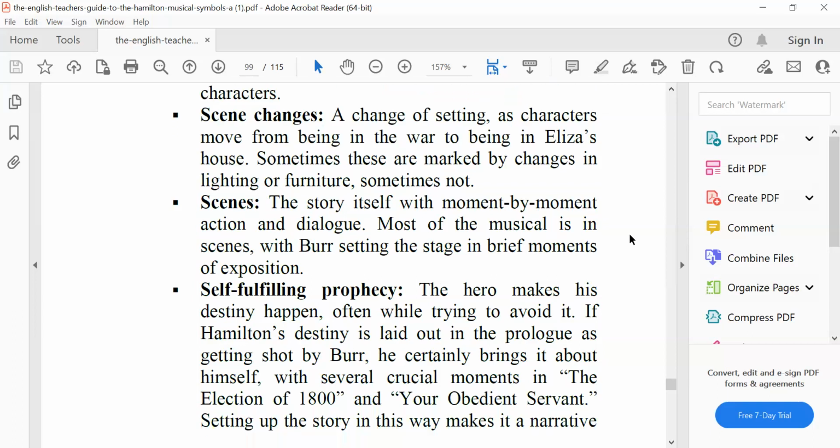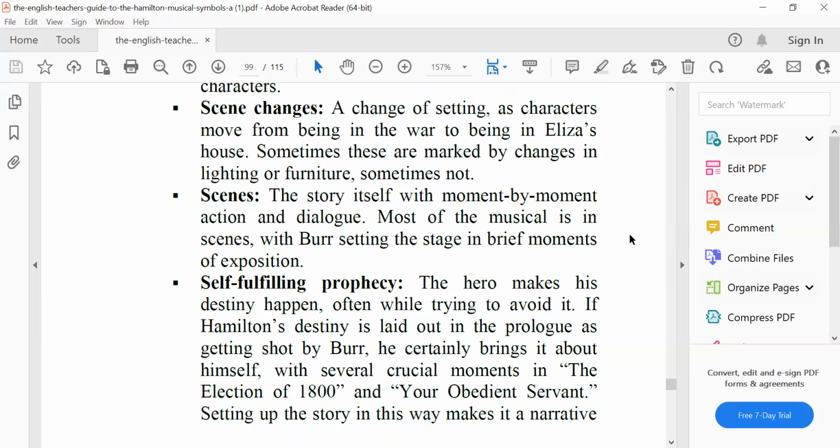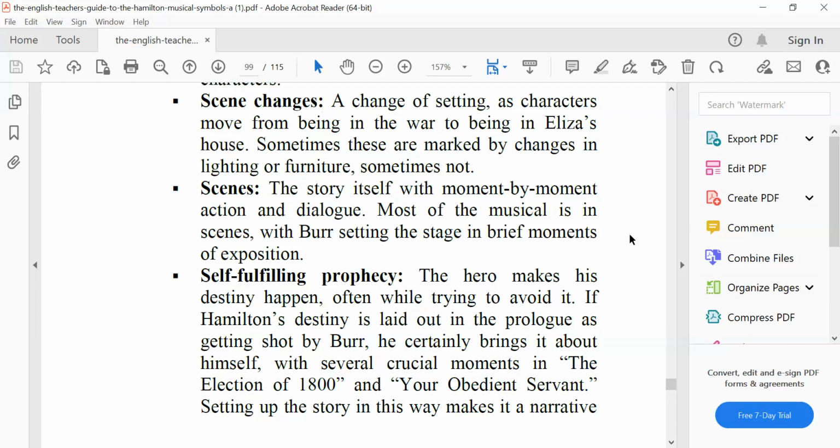Scene changes in theater, we're at Eliza's house, then we're back at the war, that kind of thing. Sometimes they move on furniture or change the lighting, sometimes they don't. A scene. We're at Eliza's house, we deal with this whole chunk of story, and then we're done. And Burr often sets these moments up.